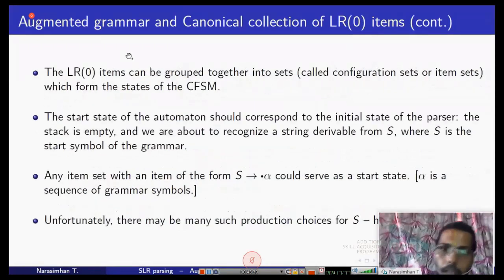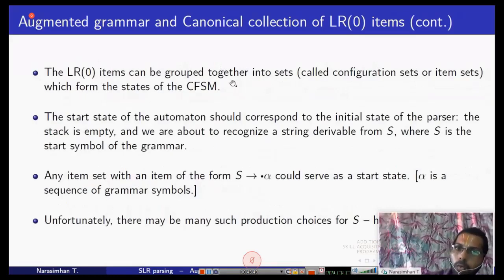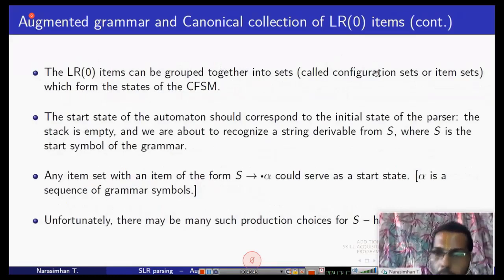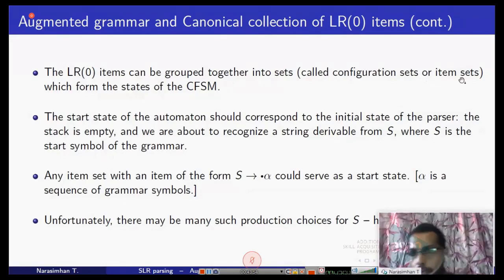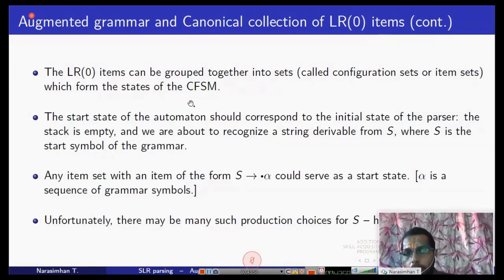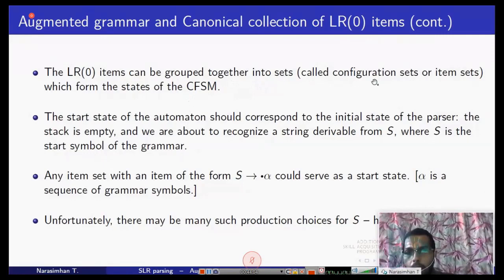These LR0 items can be grouped together to form sets, which are known as configuration sets or item sets. These configuration sets will form the states of the CFSM that we saw earlier. The states of the CFSM will correspond to the configuration sets.